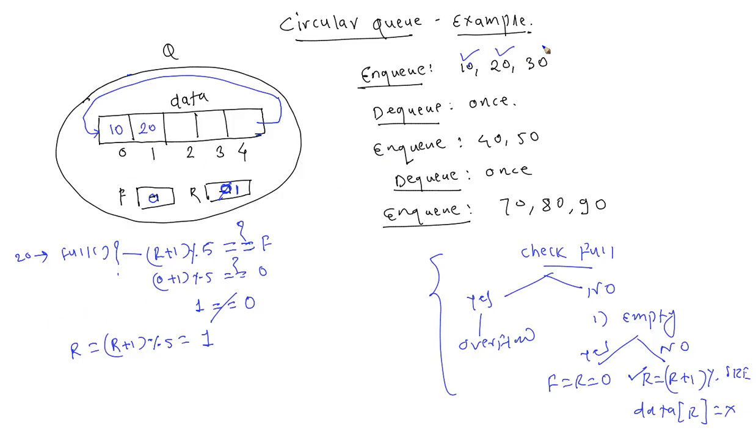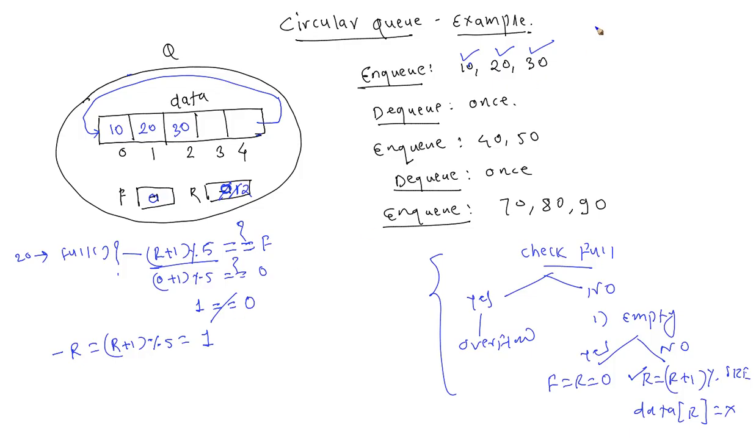To insert 30, what will I do? I'll check is the queue full by using the same formula. I'll find that the queue is not full. How will I check? Using this formula, r plus 1, 1 plus 1 is 2, 2 mod 5 is 2, and f is 0. So 2 is not equal to 0, that's why the queue is not full, right? Then r equal to r plus 1 mod 5. Assign the incremented value to r. So r is 2 and insert 30 there, right? So inserted this. Now dequeue.